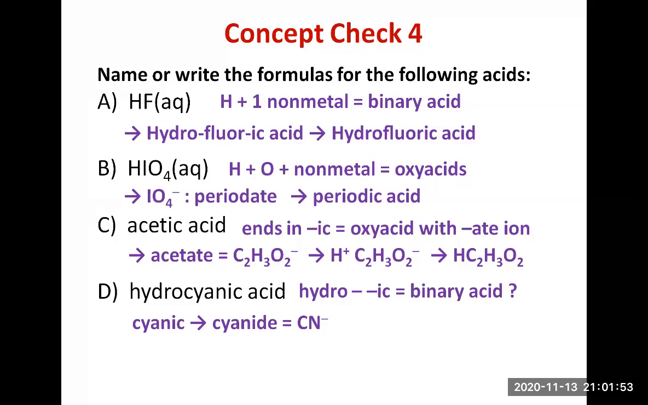CN -1 is the anion, and we combine that with H plus to make the acid, and we see that the charges cancel when you have one of each ion. So that's going to be HCN, the hydrocyanic acid formula.